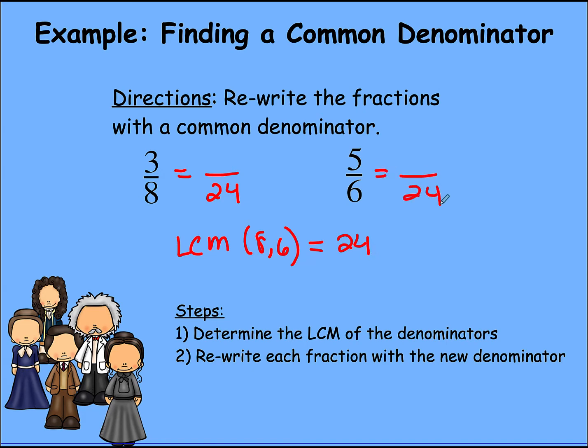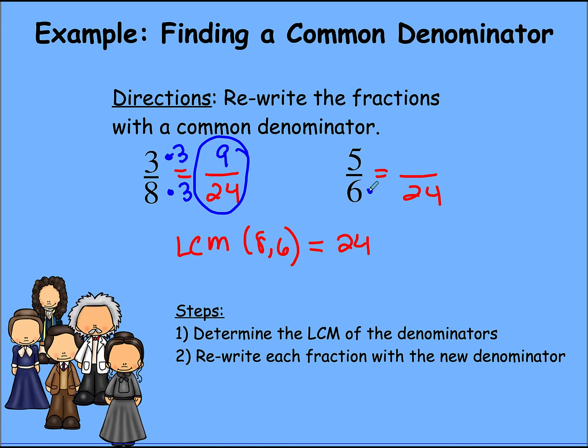Okay, so let's get started. I've set it up, and now I'm thinking to myself, what did I have to multiply 8 by to get it to be 24? Well, 8 times 3 is 24. And whatever we do to the denominator, we're going to do to the numerator. 8 times 3 is 24. 3 times 3 is 9.